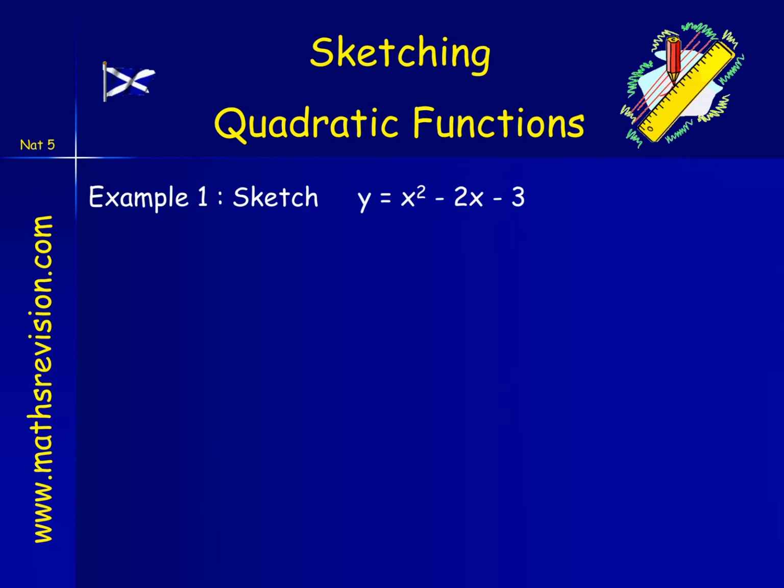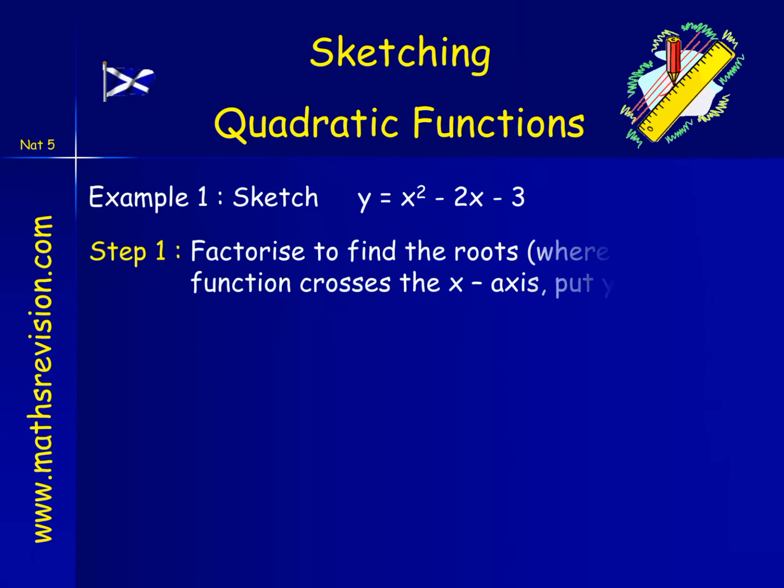We are asked to make a sketch of y equals x squared minus 2x minus 3. First of all, it could say f(x) equals, or it could say y equals, it's the same thing. Now, the steps we're going to work through, step 1, we're going to factorise to find the roots. That's always the first thing you do, okay?